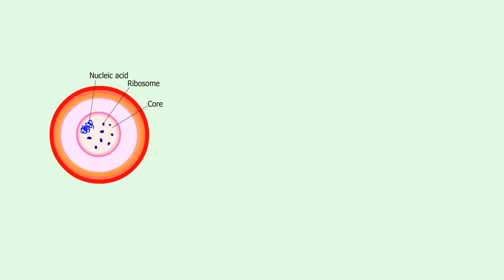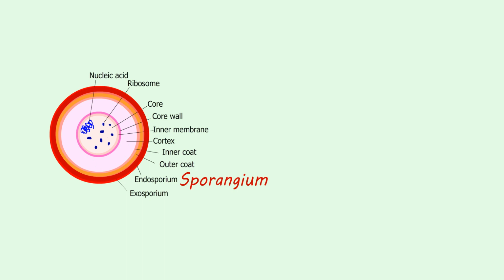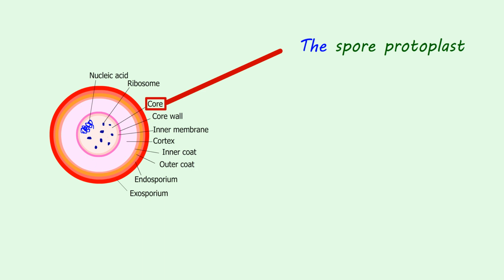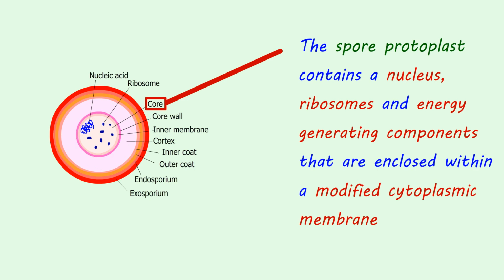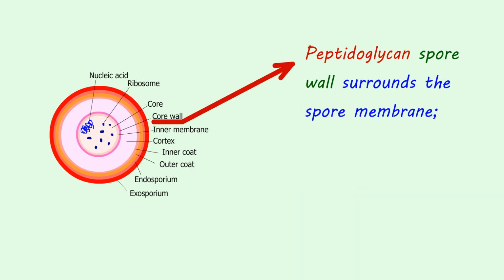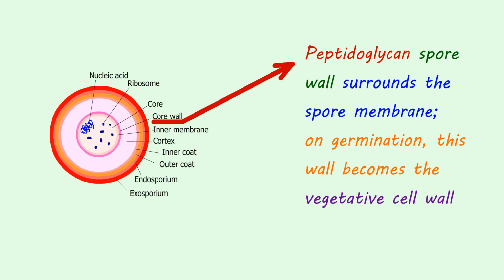Newly formed endospores appear as round, highly refractile cells within the vegetative cell wall, or sporangium. The spore protoplast, or core, contains a complete nucleus, ribosomes, and energy-generating components that are enclosed within a modified cytoplasmic membrane. The peptidoglycan spore wall surrounds the spore membrane. On germination, this wall becomes the vegetative cell wall.